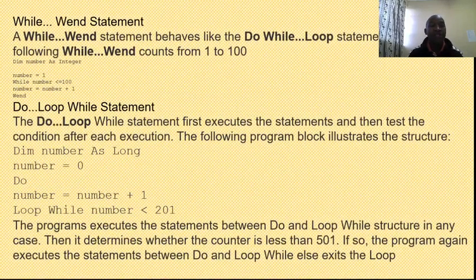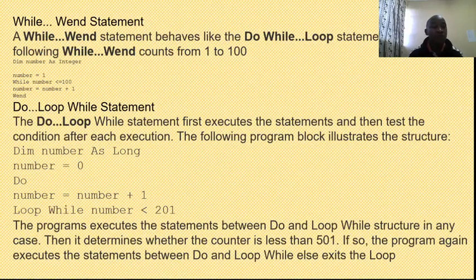A while end while statement behaves like the do while loop statement. The following while counts from 1 to 100. Therefore, just look at the difference. We initialize number to 1. While number is less than or equal to 100, the number is incremented. Then we terminate with end while.